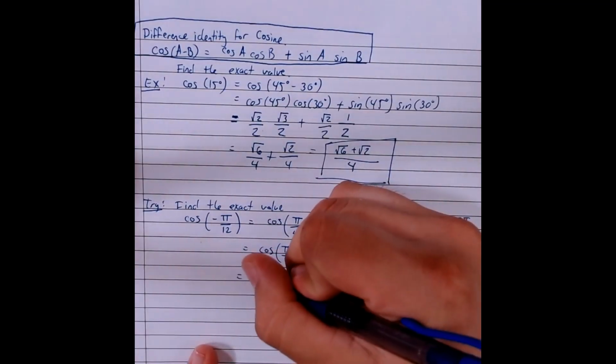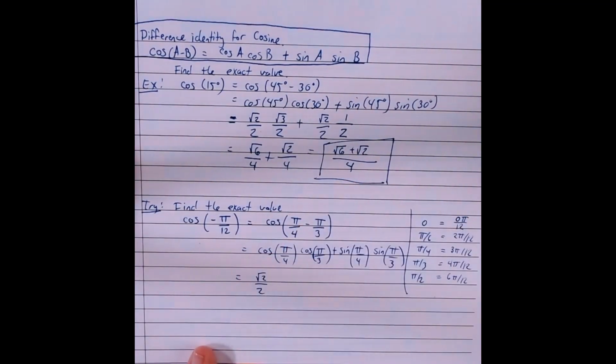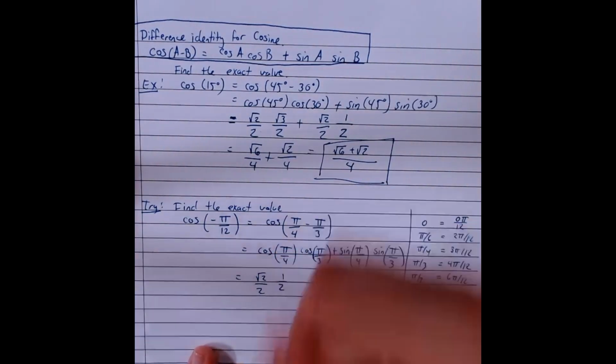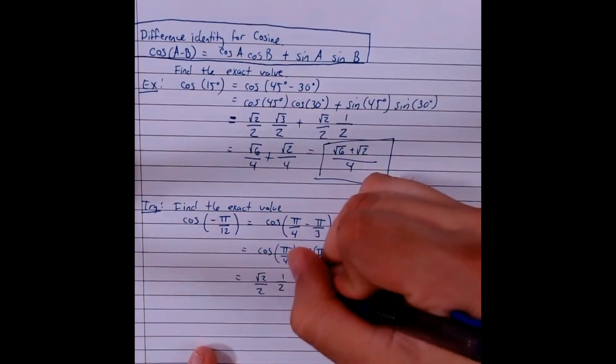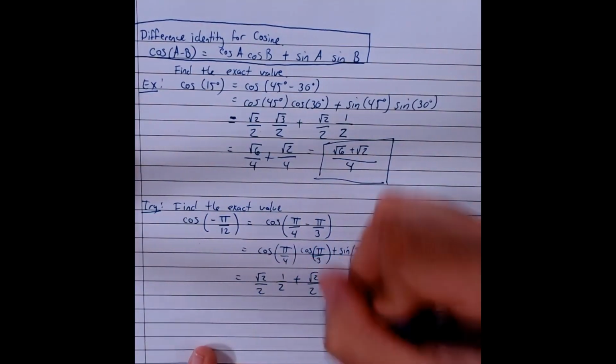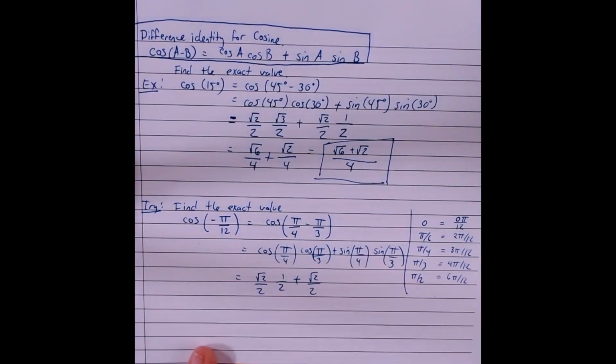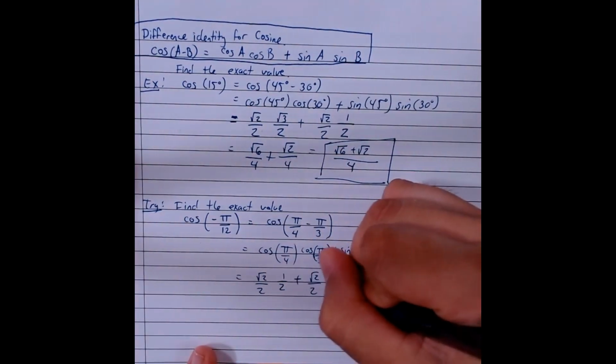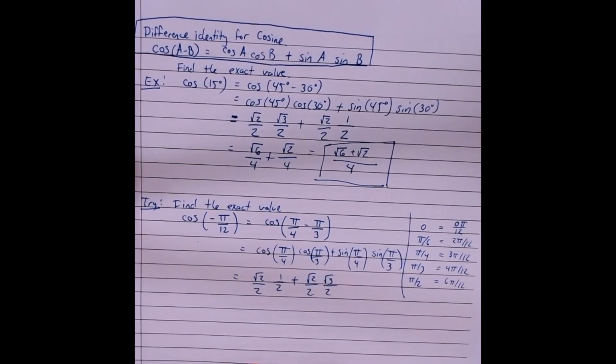Cosine of pi over 4, that's root 2 over 2. The cosine of pi over 3, that's a half. Plus the sine of pi over 4, that's root 2 over 2. And the sine of pi over 3, that's root 3 over 2. And again, those are all numbers off the unit circle.